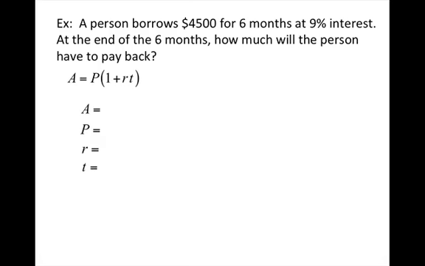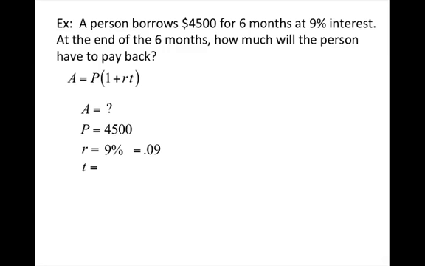So I list my variables. I have an A, a P, an R, and a T. A is the final amount, and that's what I'm asked for, so I don't know the final amount. P is my principal, which was $4,500. R is the interest rate, which is 9%. If I divide this by 100, I get 0.09.